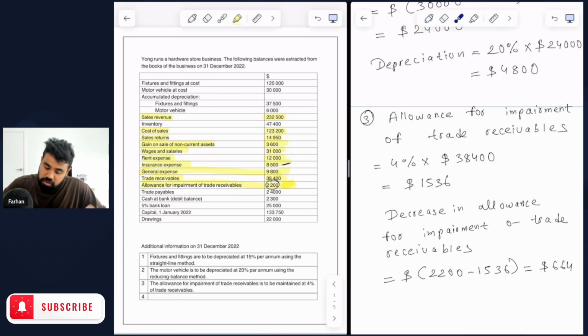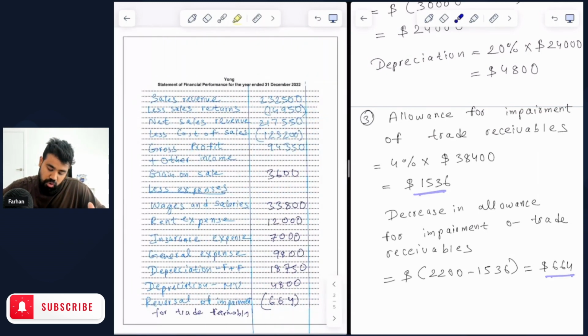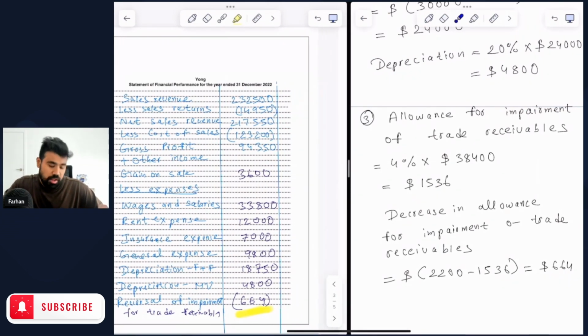So because now it's 1536, there's a reduction that reflects a 664 decrease, which is a good thing, and that is the main reason behind why we are subtracting this here, just to reflect the fact that there's a reduction in the expenses compared to the previous year impairment of trade receivables. Now, let's see what else do we have.